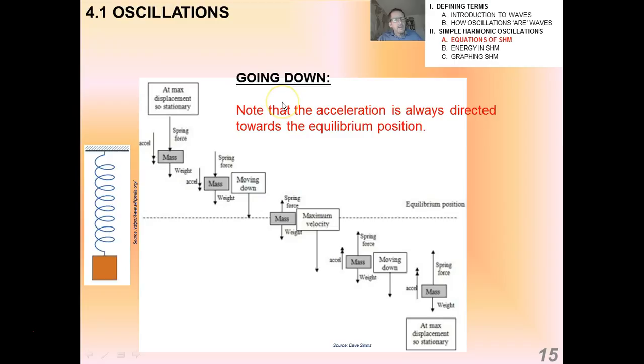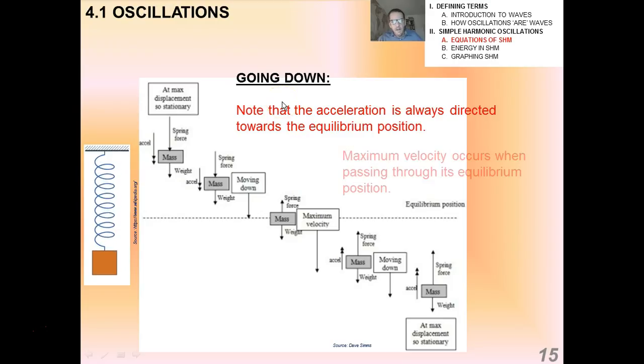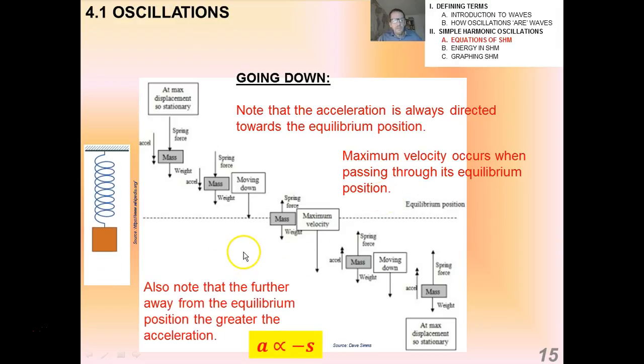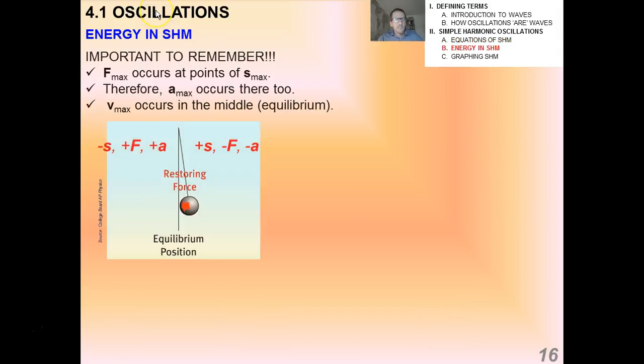Now, when it's going down, exactly the same physics. Maximum velocity now downwards, or negative, when passing through equilibrium, and also note that the further away from equilibrium, again, the greater the acceleration. So a mass on a spring is a classic example of simple harmonic oscillations or simple harmonic motion. I want to talk a little bit about energy in simple harmonic motion.